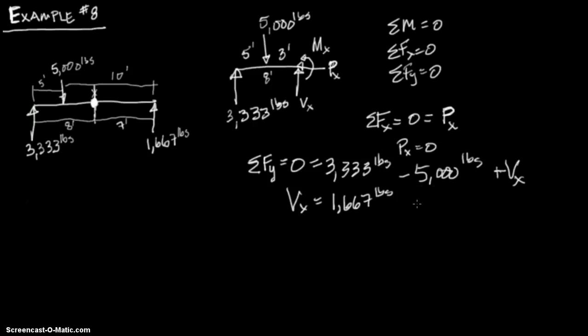It's pretty darn simple, and I'm not going to go over it, but we can do that in our head, and it should be obvious. If you have 5,000 down, you have 3,333 and 1,667 going up. That makes sense.